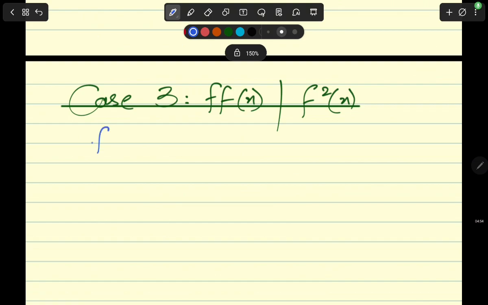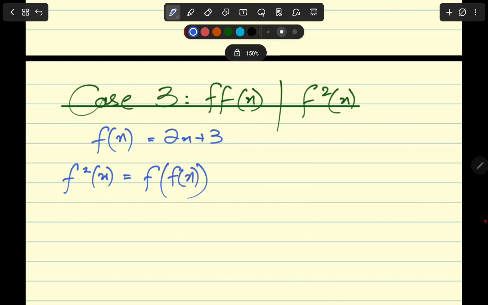Now what if you were given a function f of x equal to 2x plus 3, and you were asked to find f squared of x? Now f squared of x is simply f applying on itself twice. So this means that we had f of x is equal to 2x plus 3.